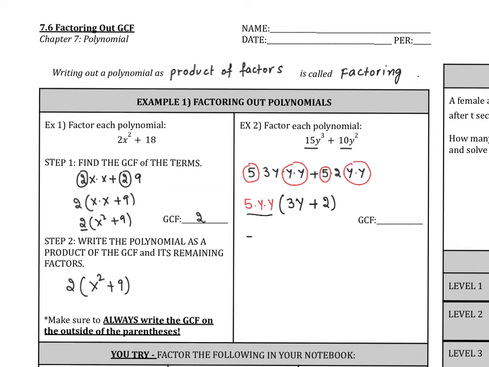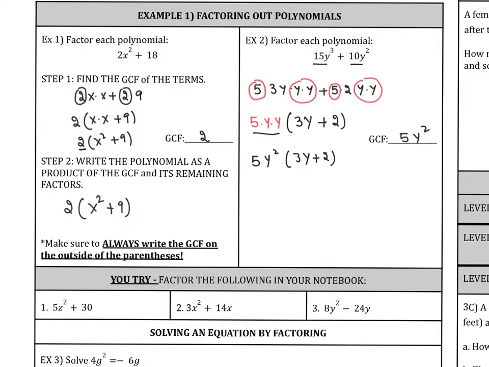Whatever you take common, that is 5y squared, is called your GCF. So the GCF is 5y squared. The next is the try problem. Factor the following in your notebooks. You're going to use 1, 2, and 3 and factor them in your notebook.